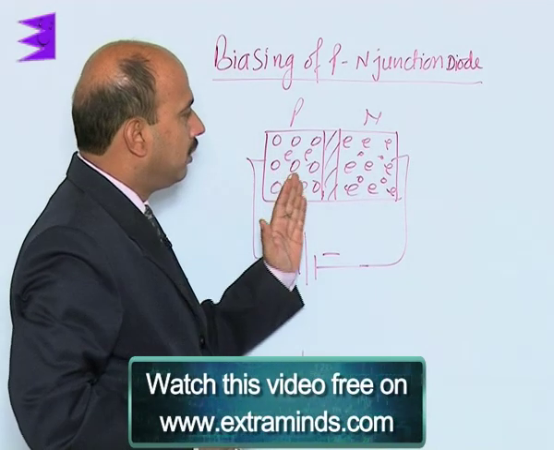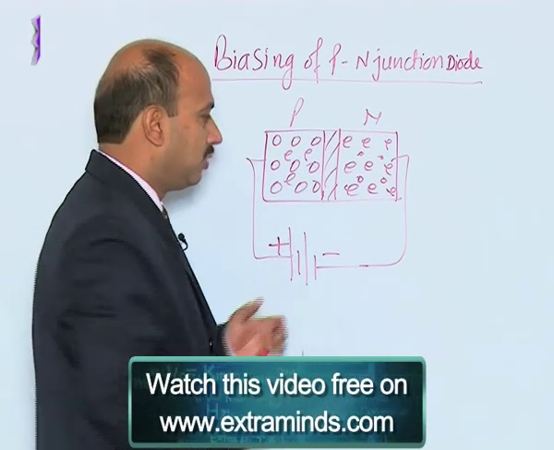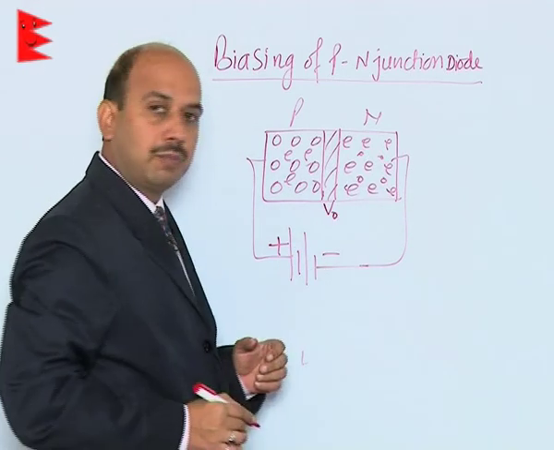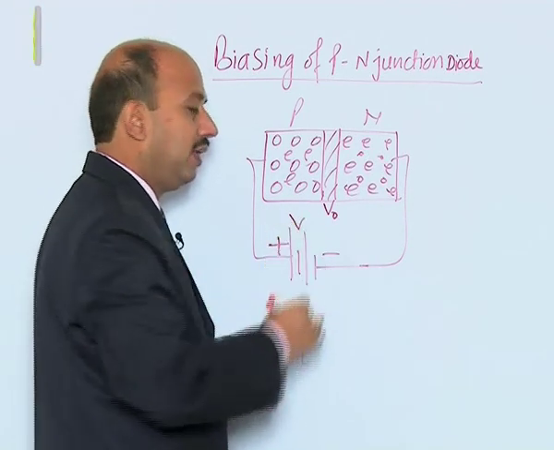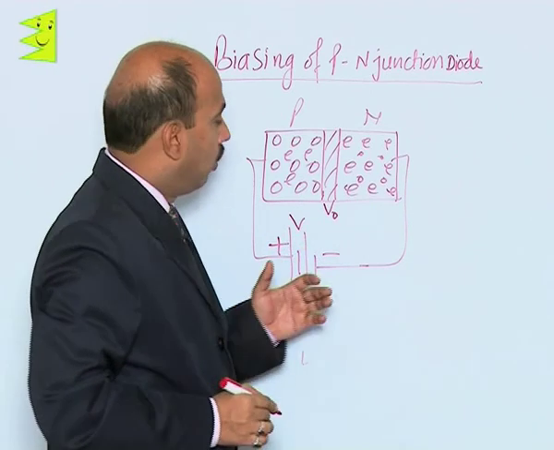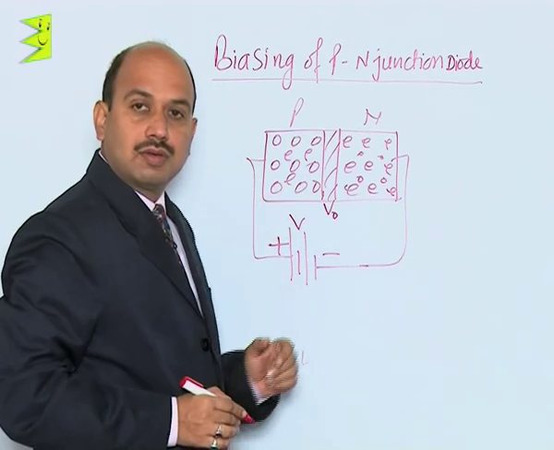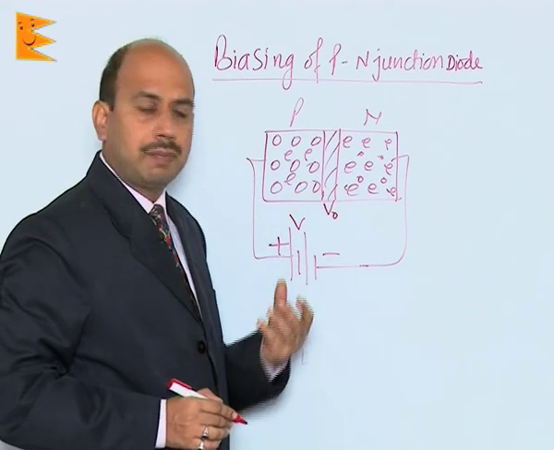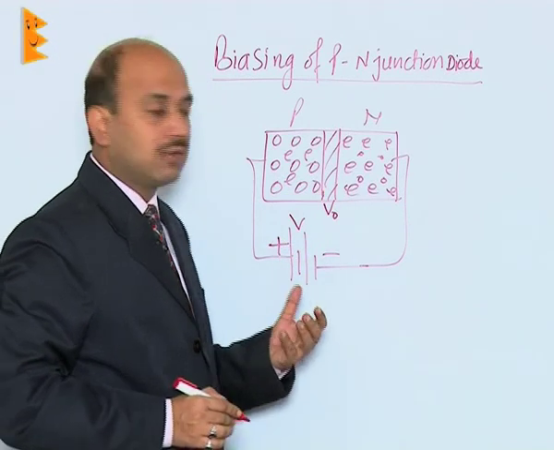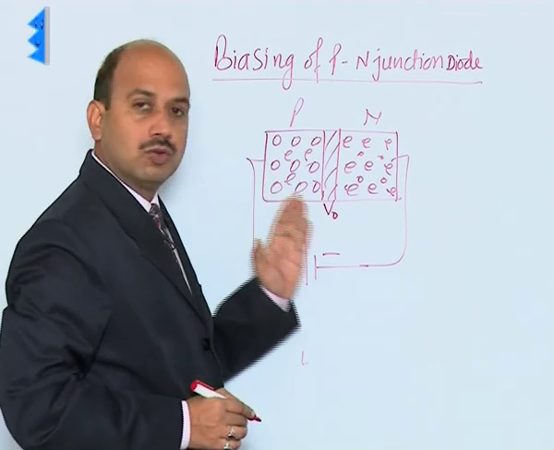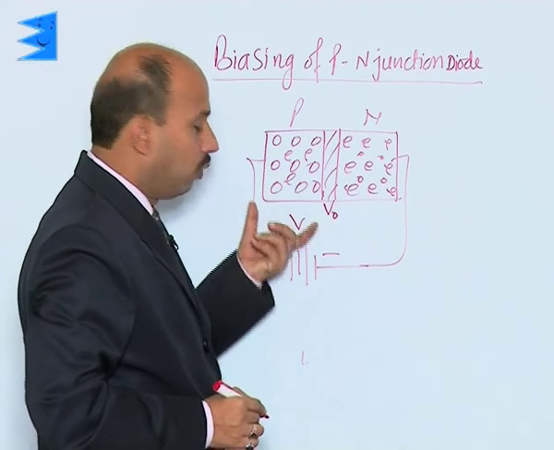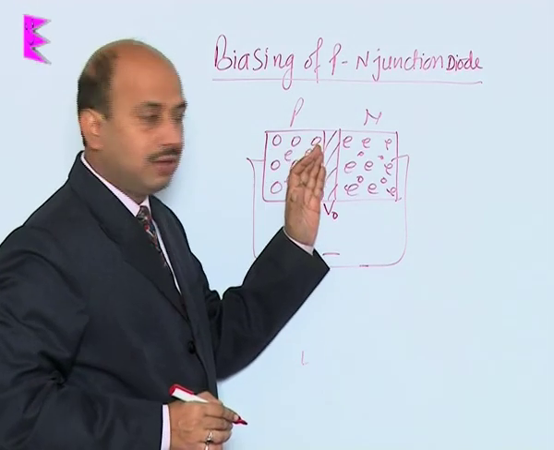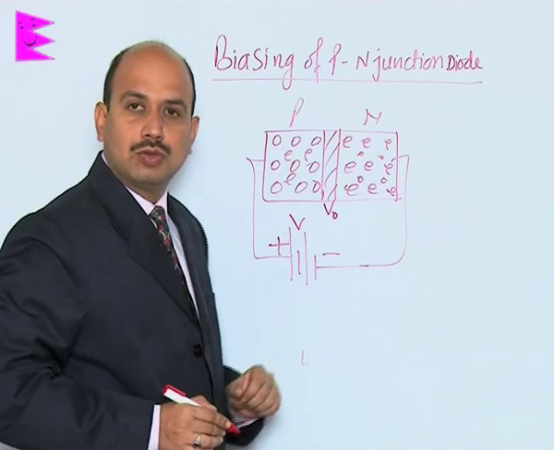When the voltage is not applied, there is a barrier potential V naught. This is the height of the barrier potential, and this is the applied voltage V. When this voltage is smaller, diffusion does not take place much, because only the outermost electrons are being forced to diffuse. But as you keep on increasing the voltage, more and more holes will be going to this side and more electrons will be coming to this side.